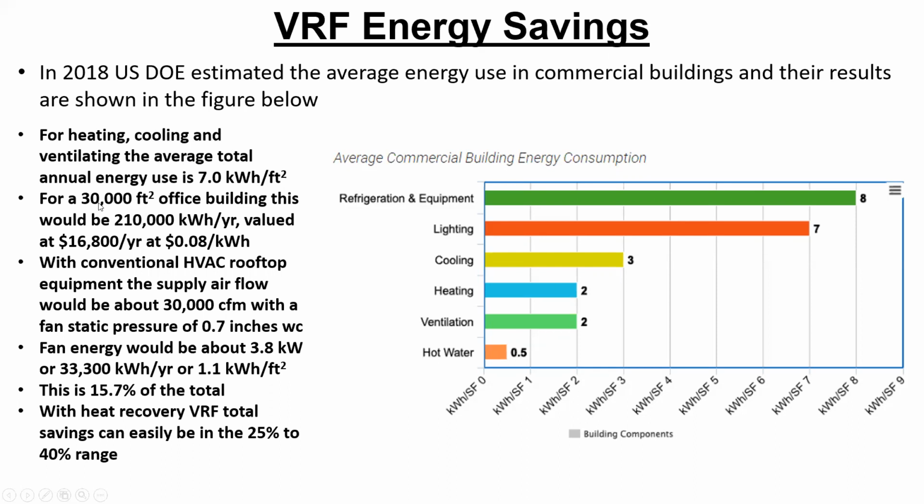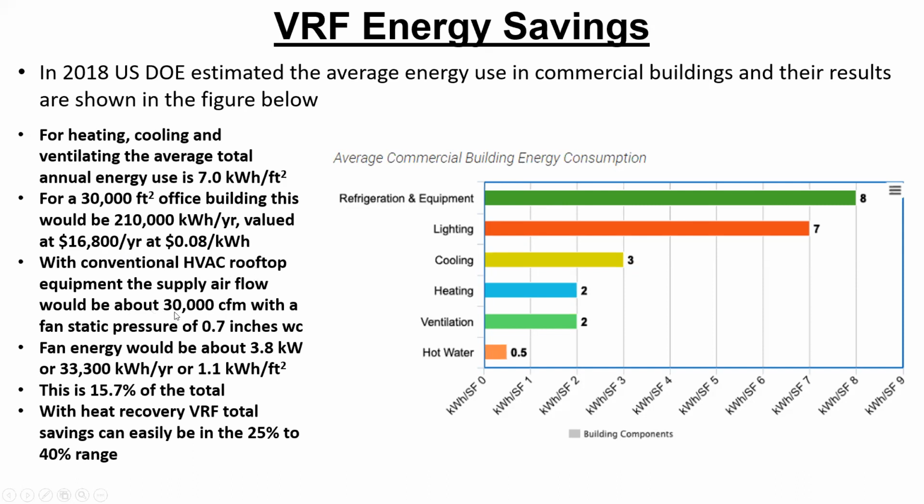For example, for a 30,000 square foot office building, using this 7 kWh per square foot in a year gives us 210,000 kWh per year. At an estimate of 8 cents per kilowatt hour, we're talking about $16,800 per year, with conventional HVAC rooftop units.